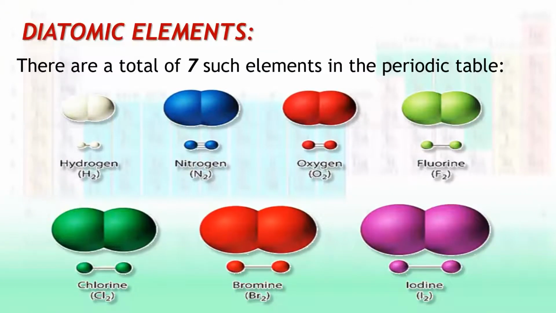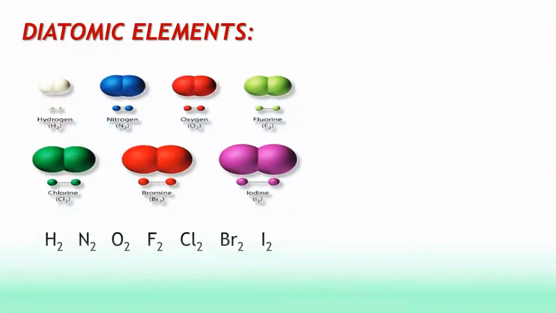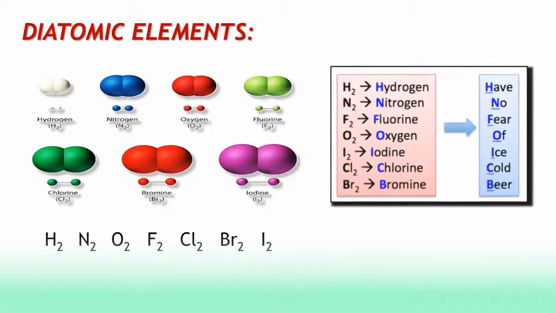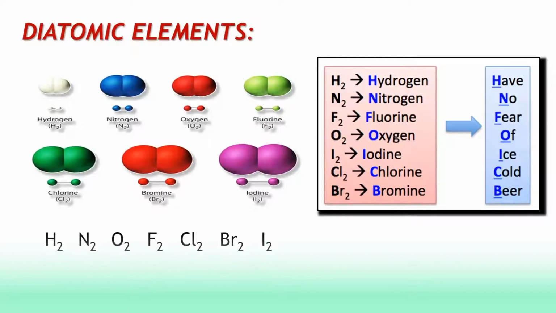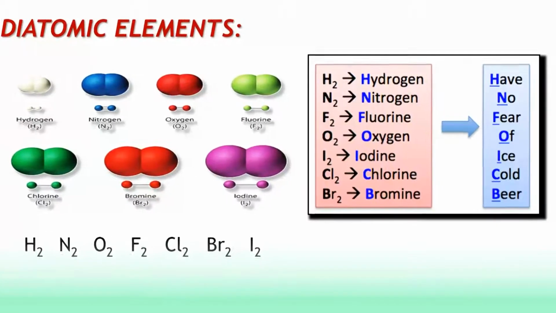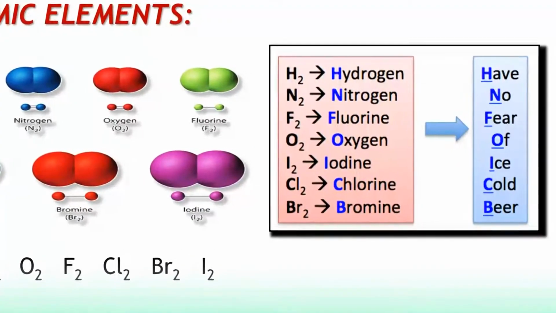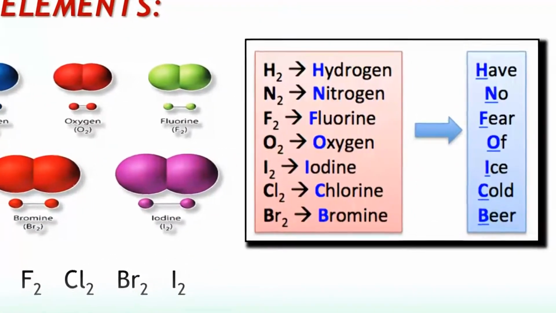Now this is a lot of information, that there are 7 elements that you have to memorize. And so how are we going to remember this? That these particular 7 tend to be diatomic, because we have to keep track of this. A hydrogen atom behaves very differently from a stable H2 molecule. So here's our memory aid, developed by college students, used for decades with great success. Have no fear of ice cold beer. And that stands for respectively hydrogen, nitrogen, fluorine, oxygen, iodine, chlorine, and bromine.